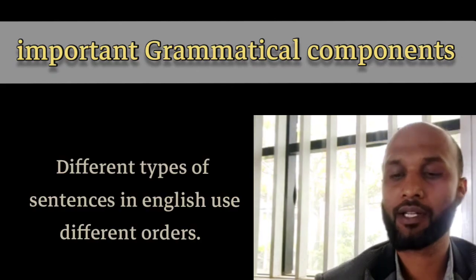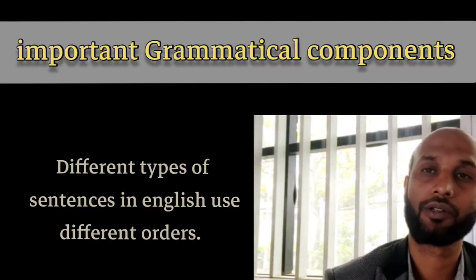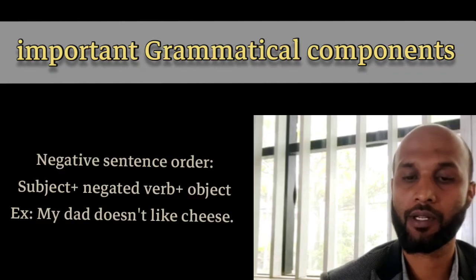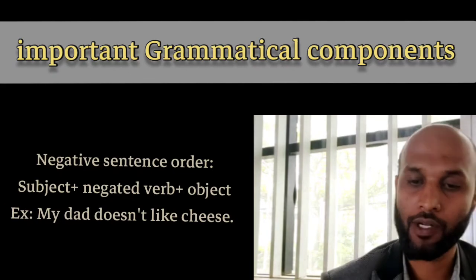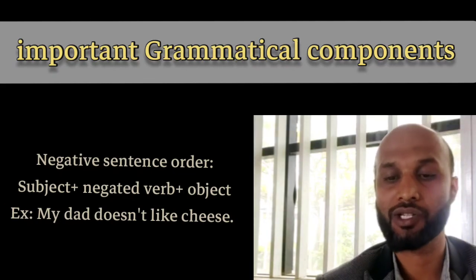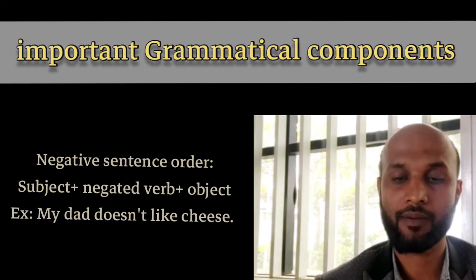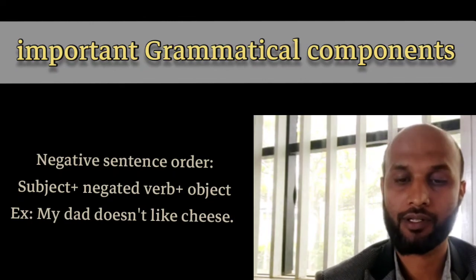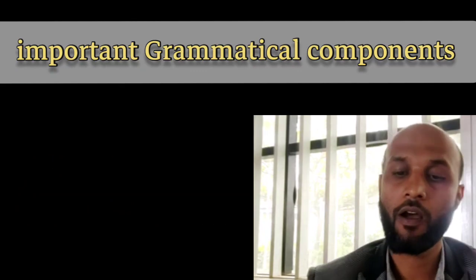Now, different types of sentences in English use different orders. For example, negative sentences follow this order: subject plus negated verb plus object. For example, my dad doesn't like cheese. So my dad is a subject. Doesn't like is a negative verb. Cheese is an object.